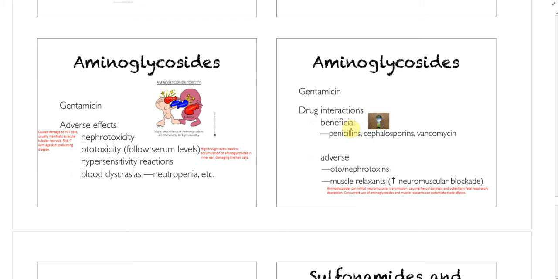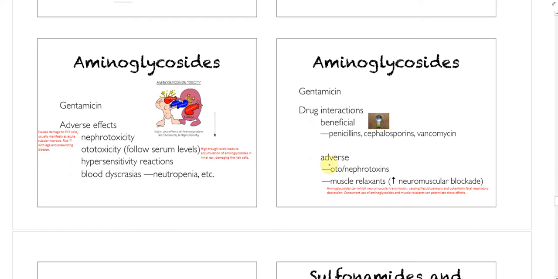So we have some beneficial interactions that we can promote, such as with penicillins, cephalosporins, vancomycin, to cause that double whammy of those ones open up the cell, the bacteria, and then gentamicin can go in and destroy the bacteria from within.